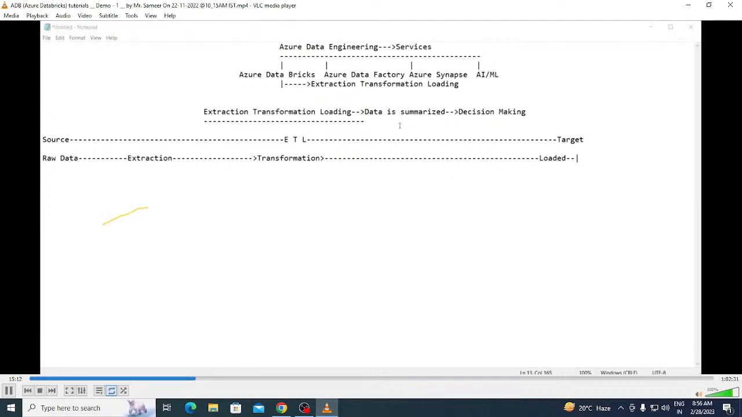Okay. Before we see some examples of how this process actually takes place, let us try to understand a few more things here. Then we'll come back to this. Let us first understand what a cloud is, and what an on-premises is. Azure data engineering is cloud-based data engineering. Am I right? So now, guys, let us first try to understand what a cloud and what an on-premises is, starting with what a cloud is.